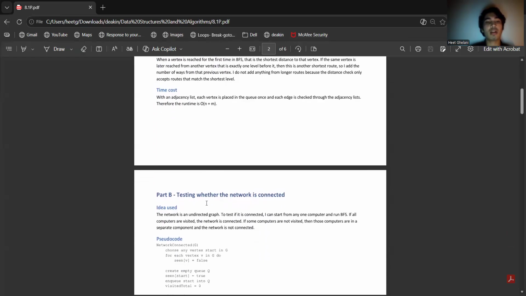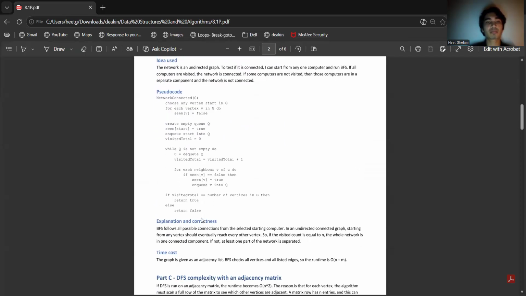Let's talk about the complexity. The complexity is big O of n plus m because each vertex and edge is processed once using an adjacency list. Now we focus on part B.